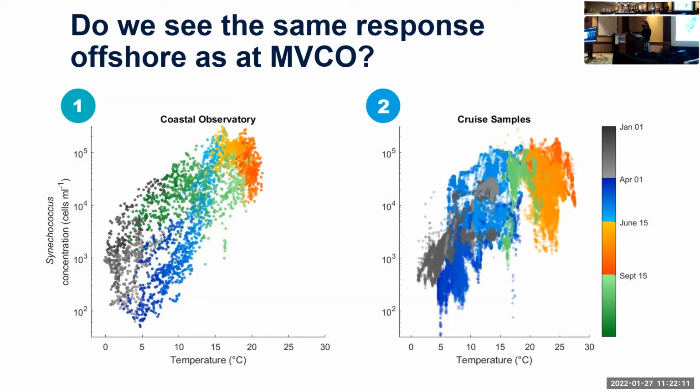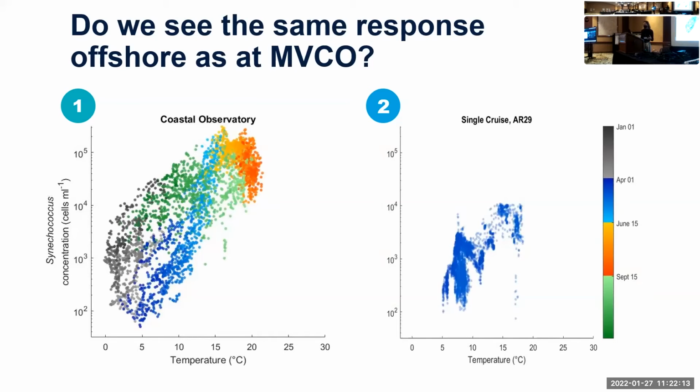If we zoom in on a cruise that has a particularly wide range of temperature, like this one here, we can see that the response of Picophytoplankton in abundance is comparable, even if it's sampled over just a few days. So this is not looking at temporal variability, it's only the spatial change in temperature, and it's following the same response as we see over time at MVCO. So we can have this space for time substitute.